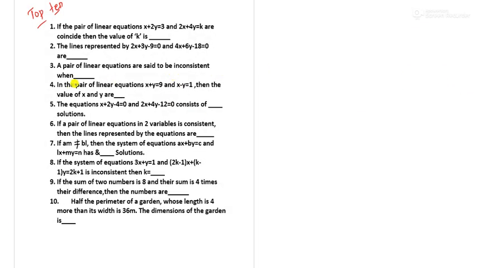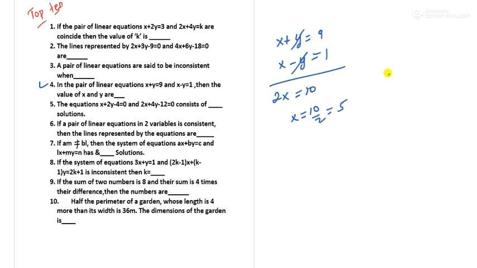Moving to the next question, question number 4. In the pair of equations x plus y equals 9 and x minus y equals 1, find the value of x and y. So here you have to solve them directly. Okay, so if you solve by the elimination method, you will get 2x equals 10, so x equals 10 by 2, which is 5, and x plus y is 9, so y will be how much? 9 minus x. So 9 minus 5 is how much? 4. So value of x is 5 and y is 4, so it is 5 and 4. Okay, in the options you have to check.